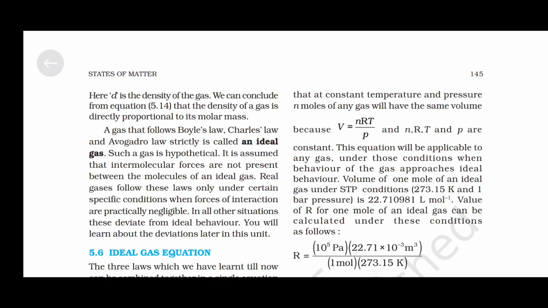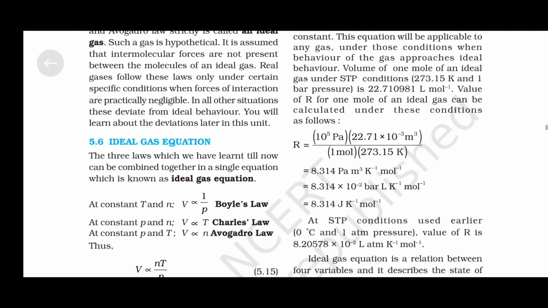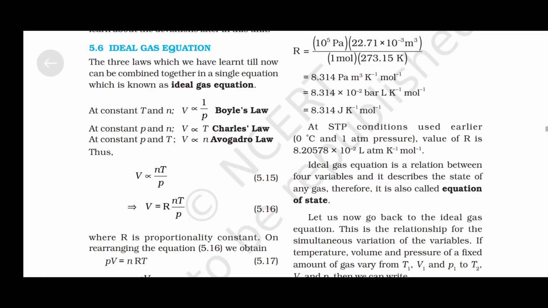Volume of 1 mole of an ideal gas under STP conditions, you know, okay. Value of R for 1 mole of an ideal gas can be calculated. So you can directly see it comes to 8.314 joule Kelvin inverse mole inverse. At STP conditions used earlier, 0 degree Celsius and 1 atm pressure, value of R is 8.20578 × 10^-2 liter atm Kelvin inverse mole inverse.